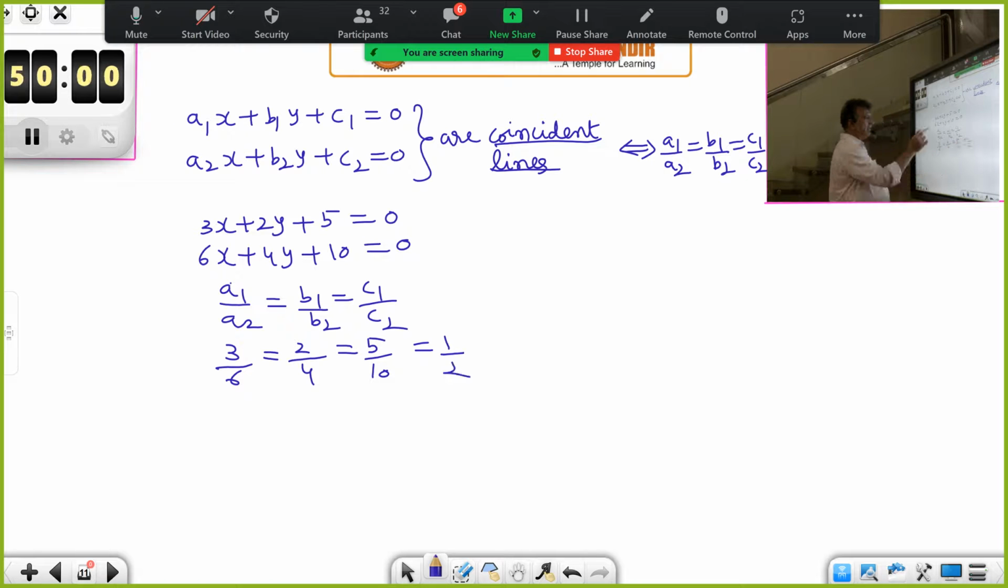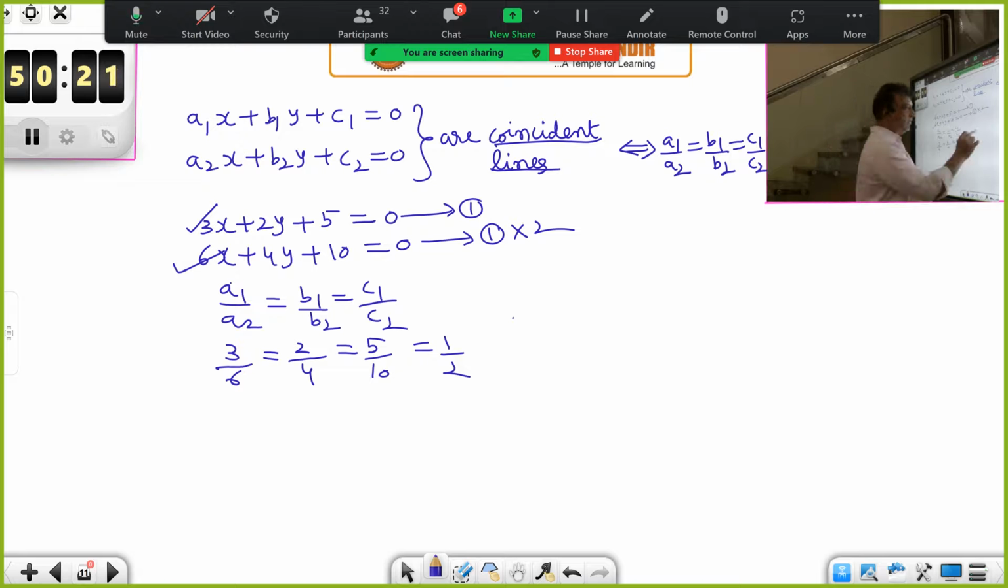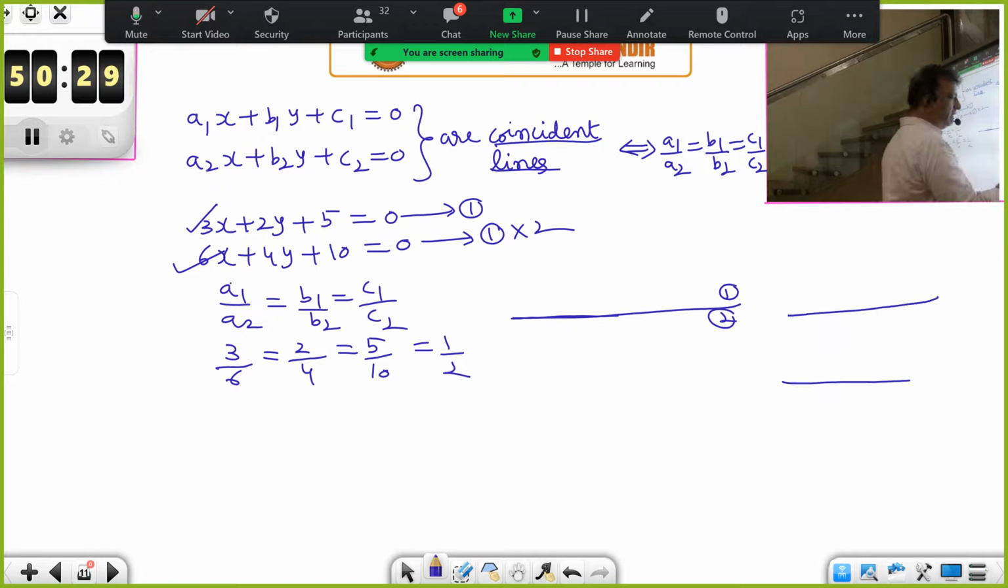That means the second equation is just the first equation, nothing but the first equation multiplied by 2 only. If the first equation is multiplied by 2, you are getting the second equation. That means they are the same line only. Every point that satisfies the first equation also satisfies the second equation. So therefore they are not different lines. First line is this one. Second line also same line only. Overlapping.